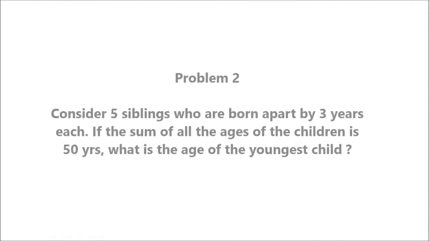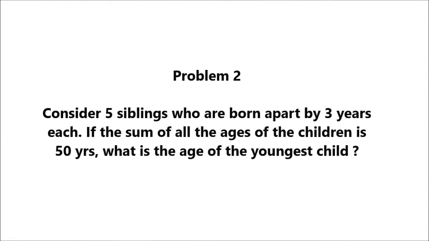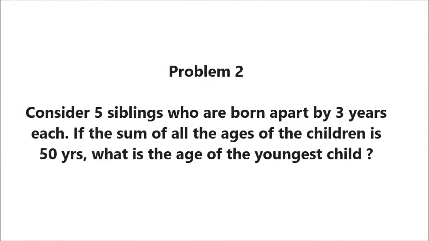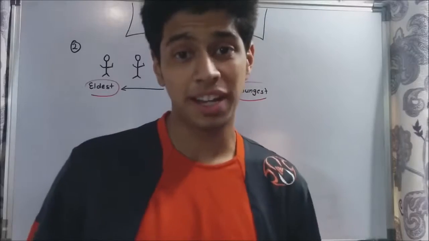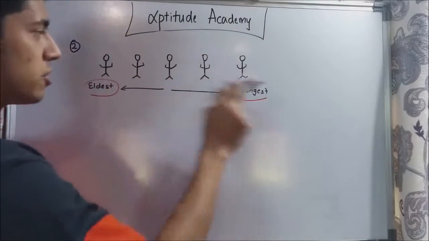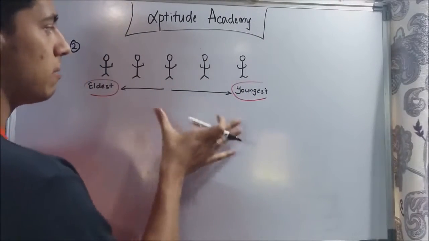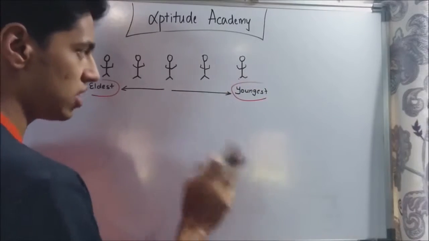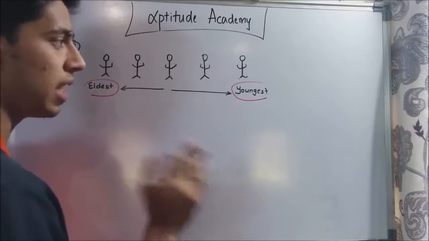Problem 2. Consider 5 siblings who are born apart by 3 years each. If the sum of all the ages of the children is 50 years, what is the age of the youngest child? Alright, now for the second sum, they've said consider 5 children. They've said that the sum of the ages of these 5 children who are born apart at an interval of 3 years each will be 50. And what is the age of the youngest child?